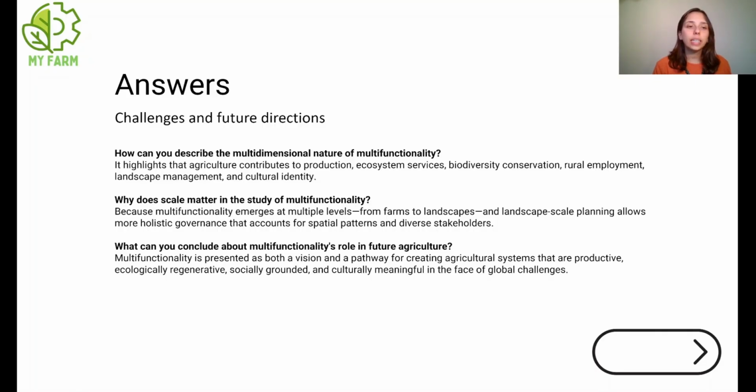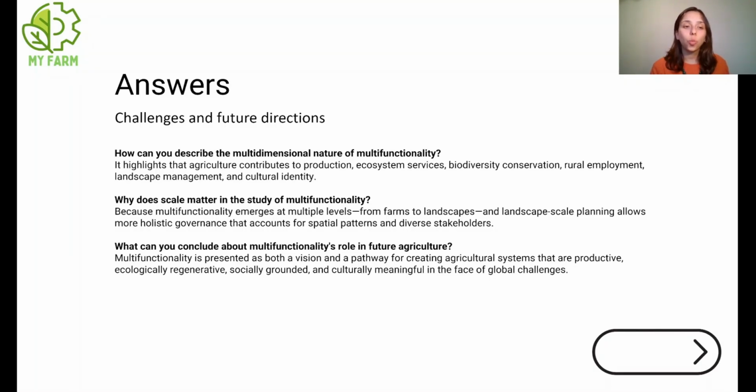And finally, describing the multidimensional nature of multifunctionality, we can say that it highlights that agriculture contributes to production, ecosystem services, biodiversity conservation, rural employment, landscape management, and cultural diversity. Scale matters in studying multifunctionality because multifunctionality emerges at multiple levels, and landscape scale planning allows more holistic governance that accounts for spatial patterns and diverse stakeholders.